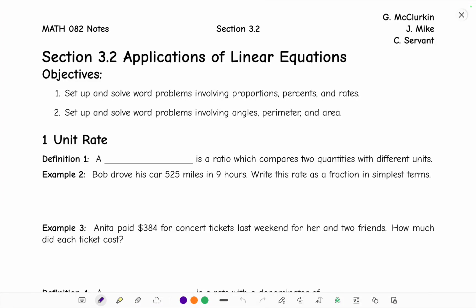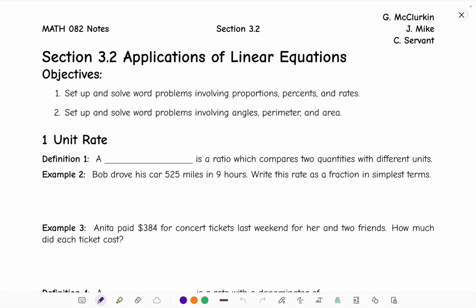Going to start section 3.2, Applications of Linear Equations. The objectives of this section are: set up and solve word problems involving proportions, percents, and rates. Set up and solve word problems involving angles, perimeter, and area.